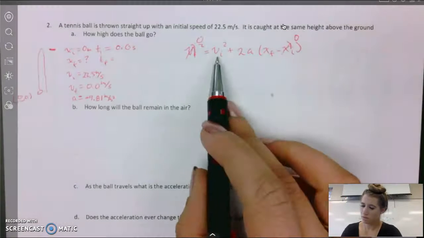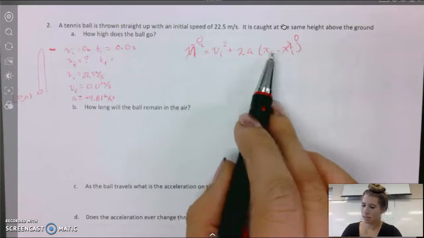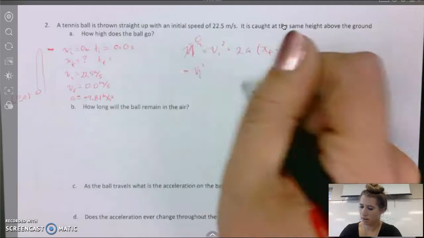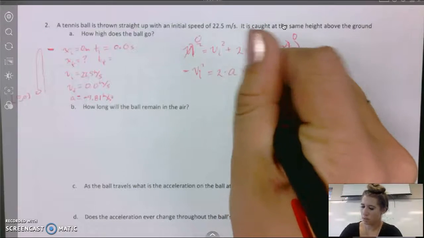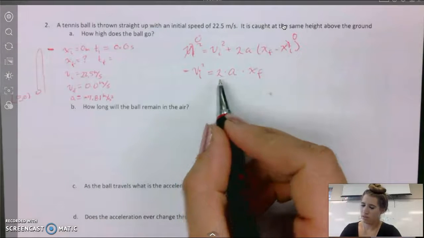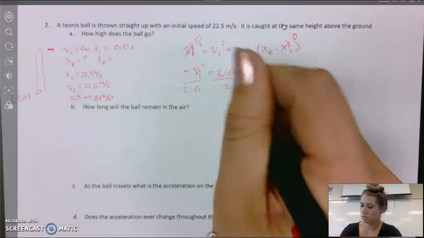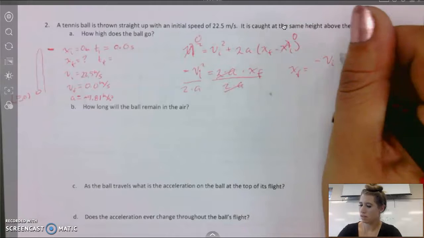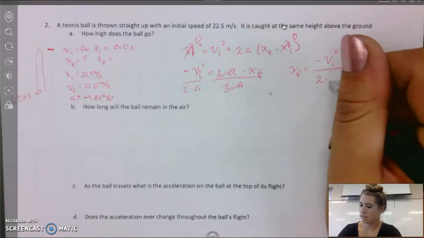Okay, I'm going to move velocity initial to the other side because it's added to what I'm solving for. So I could rewrite this as negative velocity initial squared is equal to 2 multiplied by the acceleration multiplied by x final. And then the last part, I'm going to divide by my 2 and my acceleration to get x final by itself. So x final is equal to negative velocity initial squared divided by 2 times the acceleration.